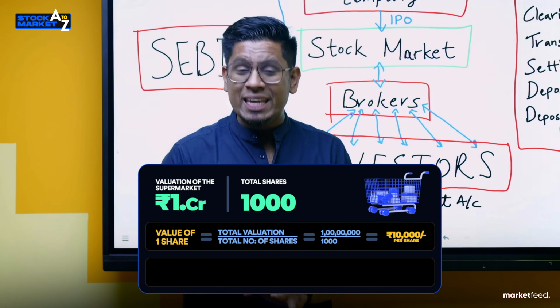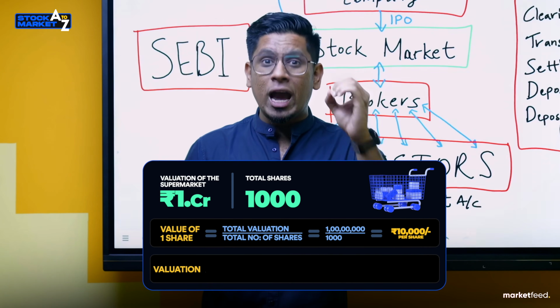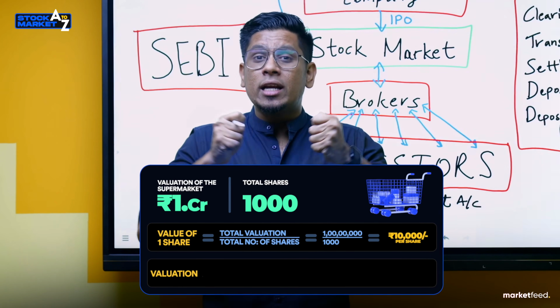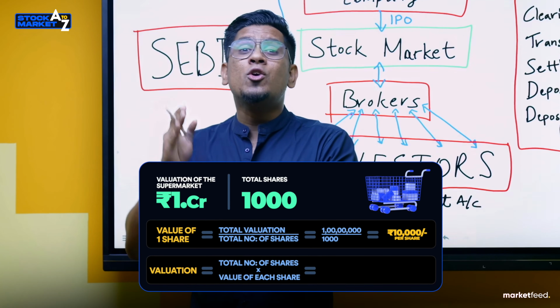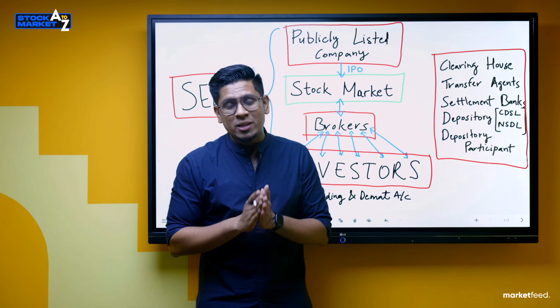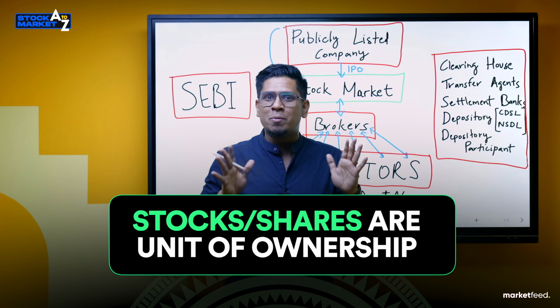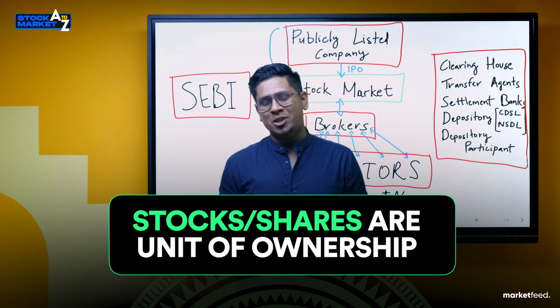So if I'm rearranging the mathematical formula, it's very easy: a company's valuation is equal to the total number of shares into the value of each share. I hope this is very clear. The largest takeaway from this segment should be that stocks or shares are a unit of ownership. Okay, now let's get back into our story.